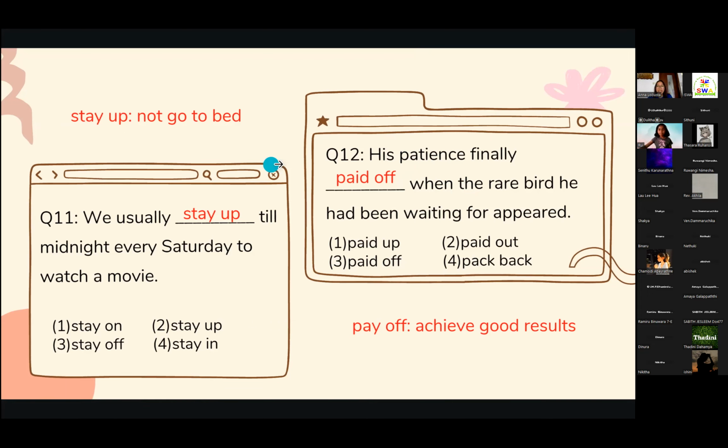Another way you can use pay off is, for example, in your studies. You can say, school was really hard. I put in a lot of hard work and time, but it paid off because I got good results. That's another way you can use the phrasal verb pay off.